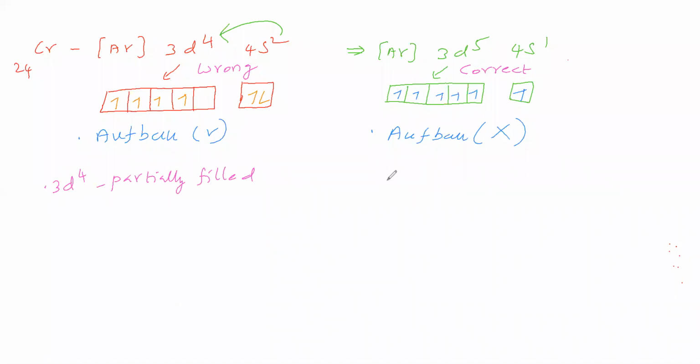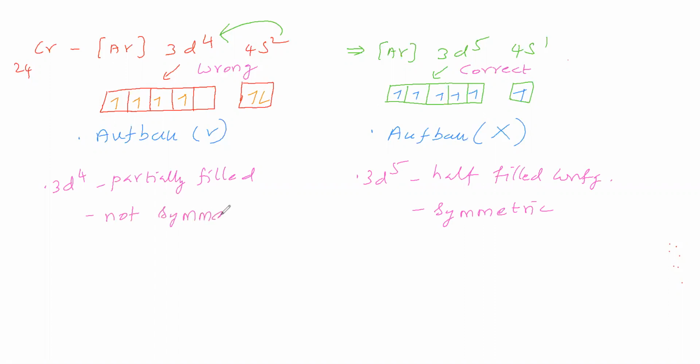Here we will take 3d5. 3d5 means it is a half filled configuration. Half filled configuration means all the orbitals contain one electron each with a parallel spin. Therefore, this configuration is symmetric, whereas in this 3d4, one orbital is not having an electron. Therefore, it is not symmetric.